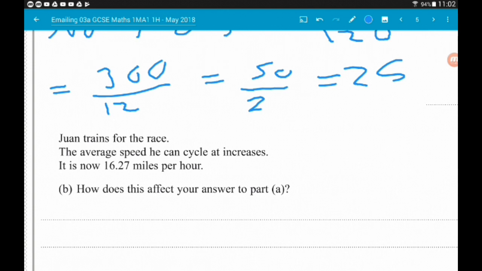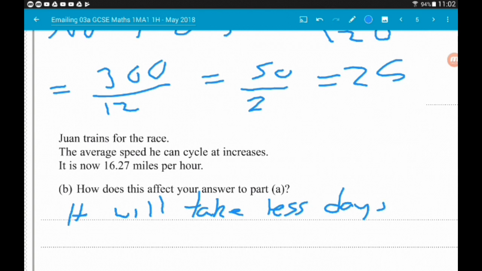So we can say it will take less days to complete. Cool.